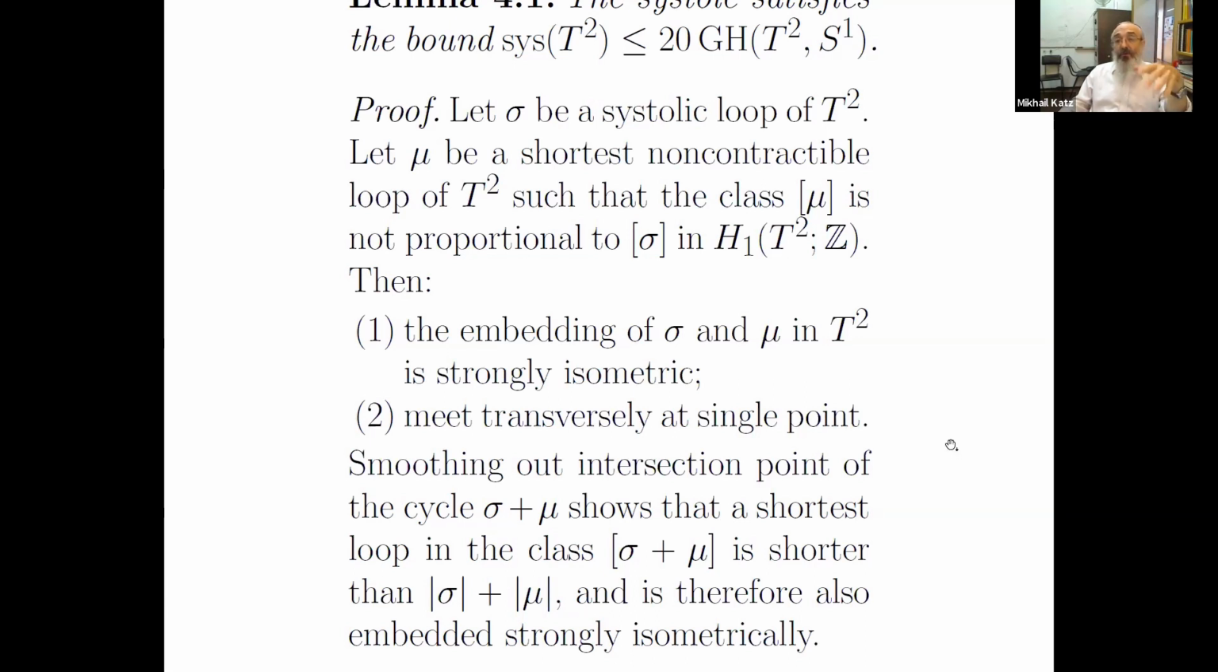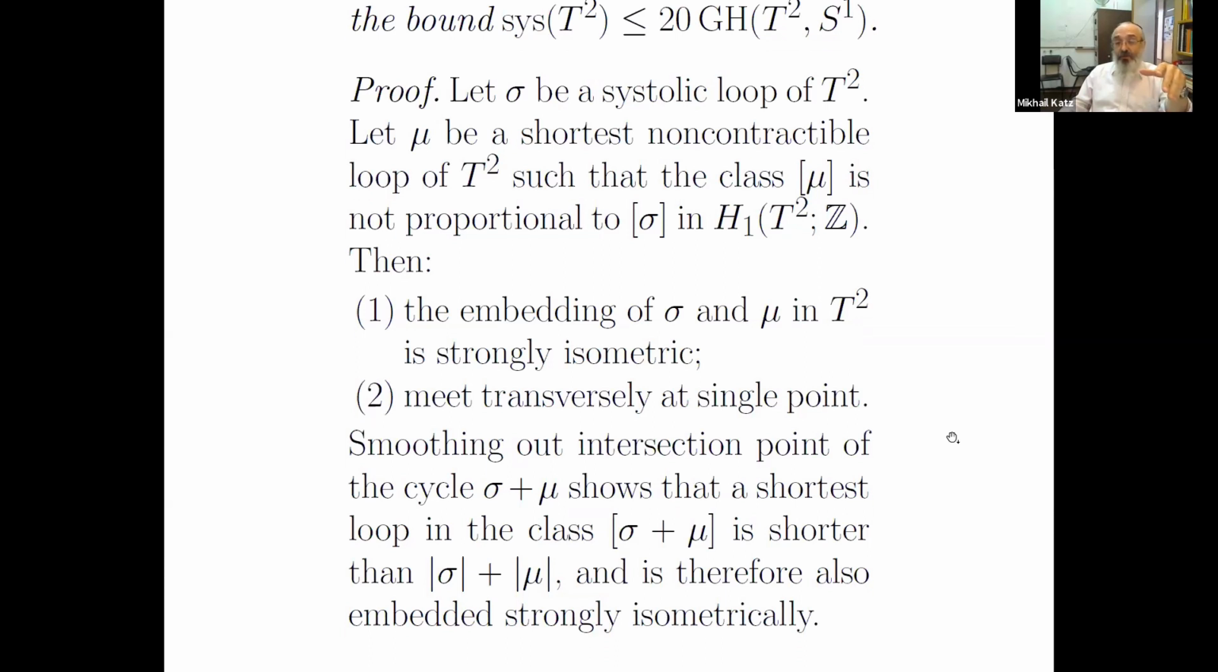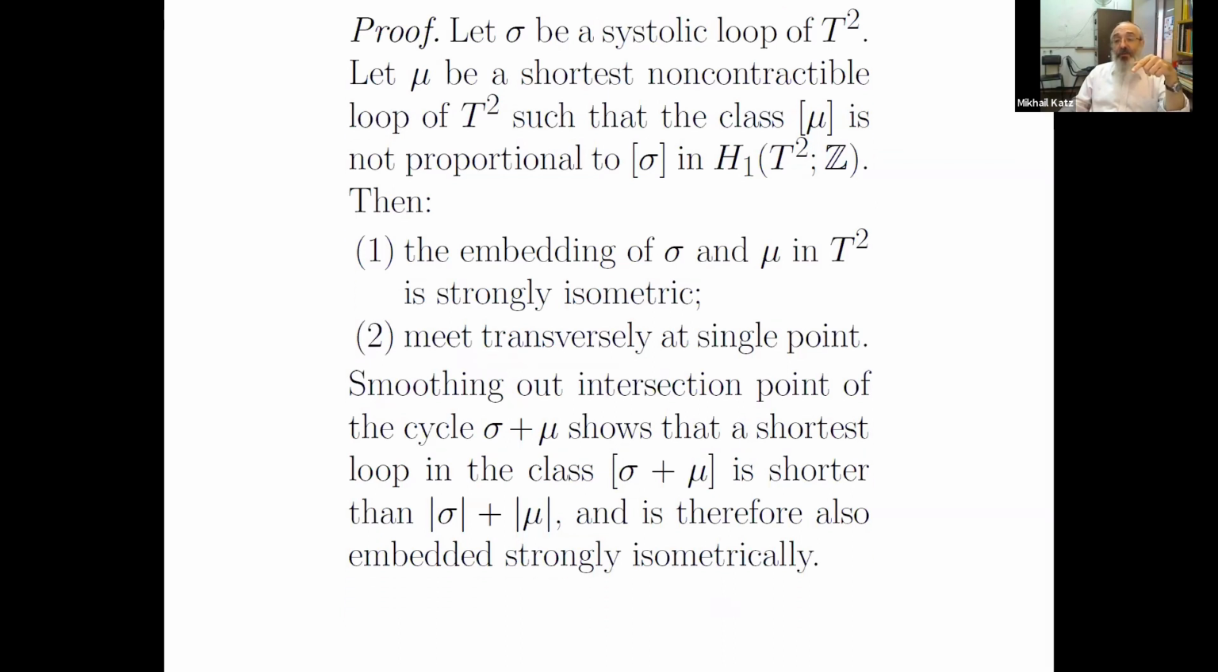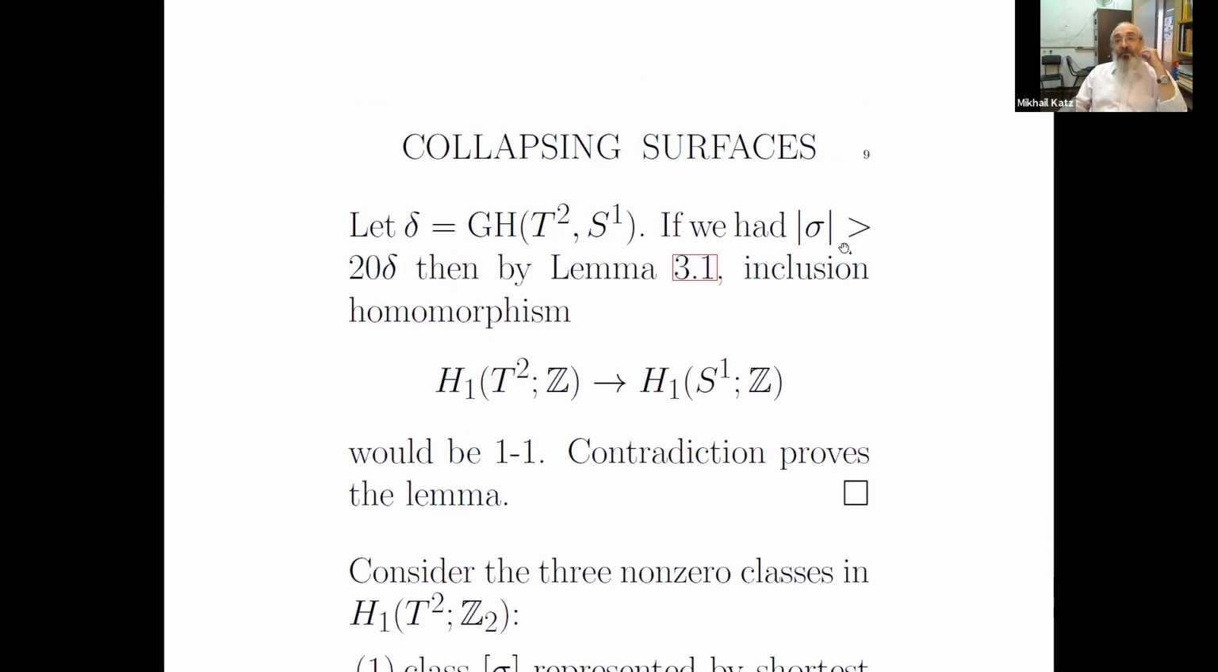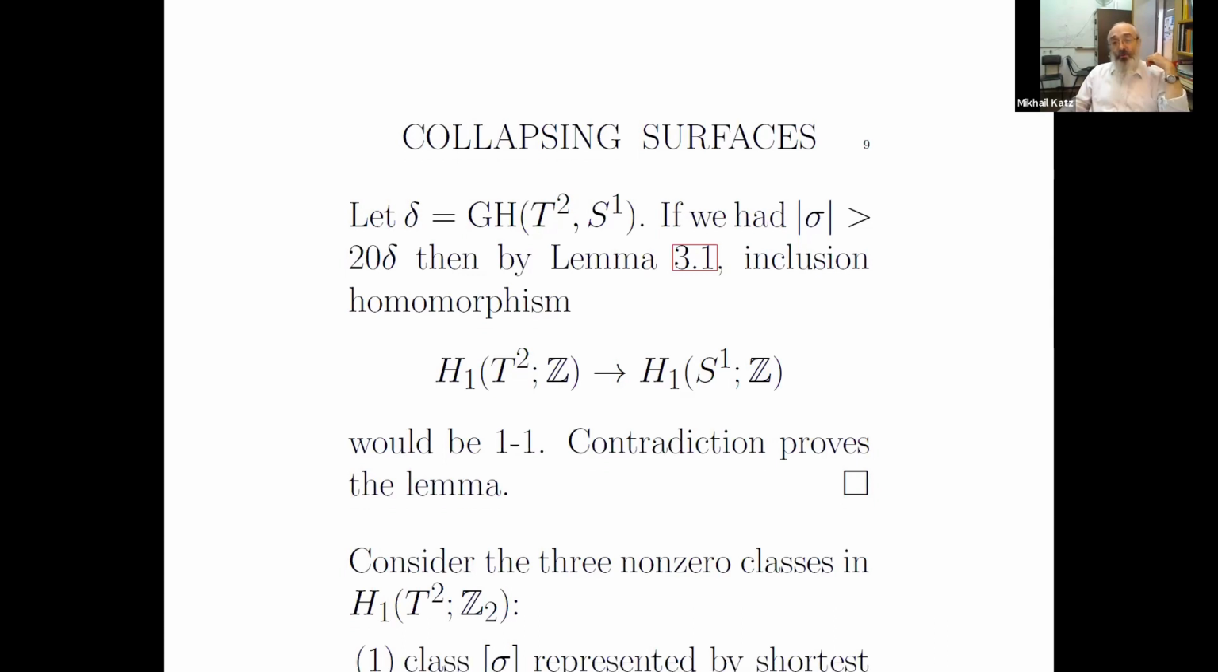So now all three of these classes are embedded strongly isometrically. We can apply the lemma on the previous page to show that the map has to be injective, and that's of course impossible. If this Gromov-Hausdorff distance is denoted delta, and sigma is bigger than 20 delta, then all three of those classes are bigger than delta. They have to get mapped to non-trivial classes in the homology of S1. Therefore this homomorphism has to be injective, but that's impossible because this is rank 2 and this has rank 1. The contradiction proves the lemma. Again, this is just a triangle inequality yoga. It doesn't use any of the geometry of the torus.